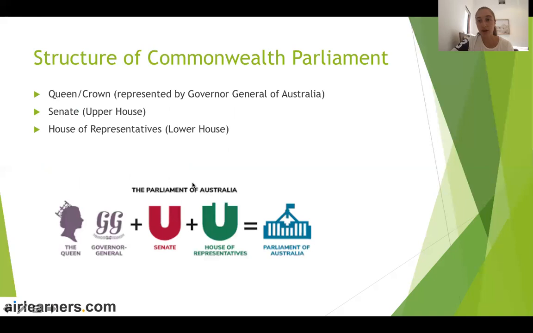So the structure of our Commonwealth Parliament. Our Parliament is comprised of two houses of Parliament and the Crown. So we have the Crown and the Queen, who is represented by the Governor-General of Australia. We have the Senate, which is the upper house of Parliament, and we have the House of Reps, which is the lower house of Parliament.